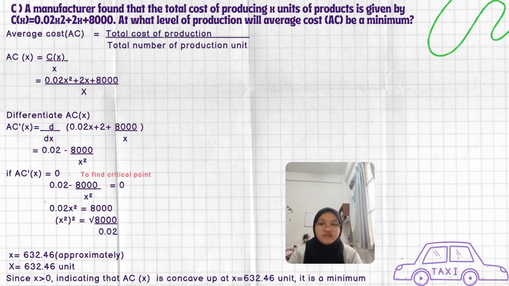Step 2 is differentiate the average cost function. To minimize the average cost, differentiate AC(x) with respect to x. AC'(x) is d/dx of 0.02x + 2 + 8,000/x. The derivative is AC'(x) equal to 0.02 minus 8,000/x².